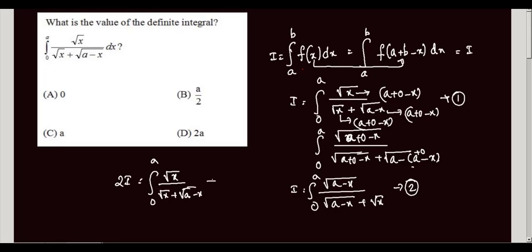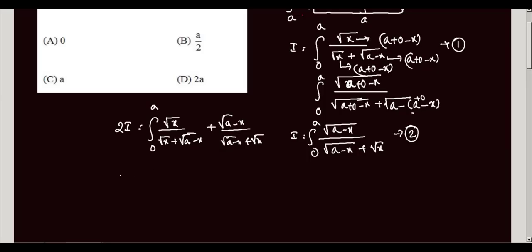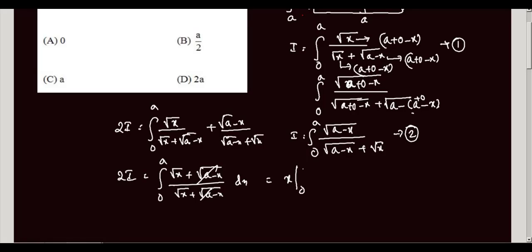Okay, plus root a minus x plus root a minus x plus root x. So if you see, 2I is equal to the integral from 0 to a of (root x plus root a minus x) by (root x plus root a minus x) dx, since the denominator is the same. So this will cancel, that is equal to x, the integral of dx is x from 0 to a. So 2I equal to a, I equal to a by 2.